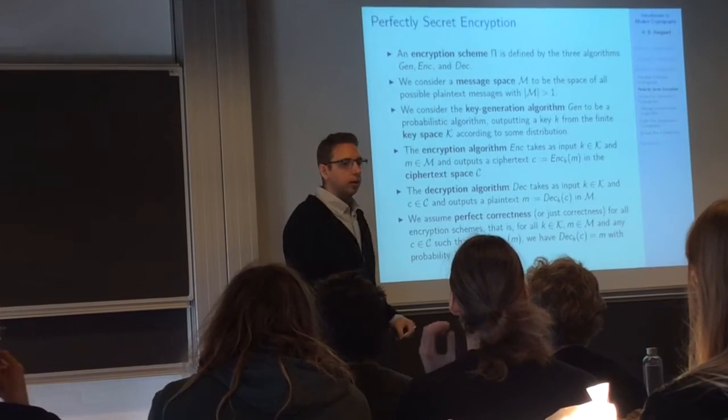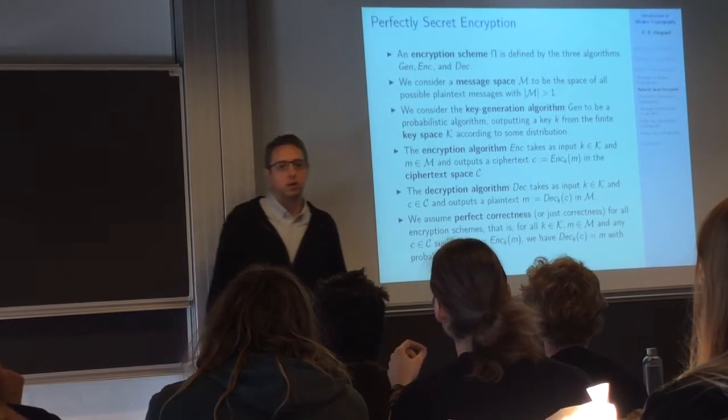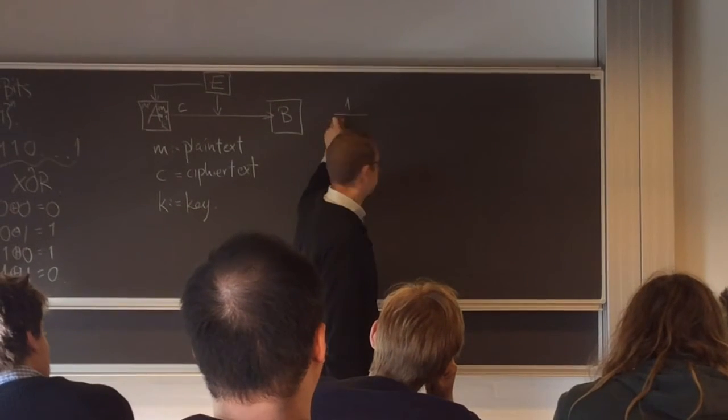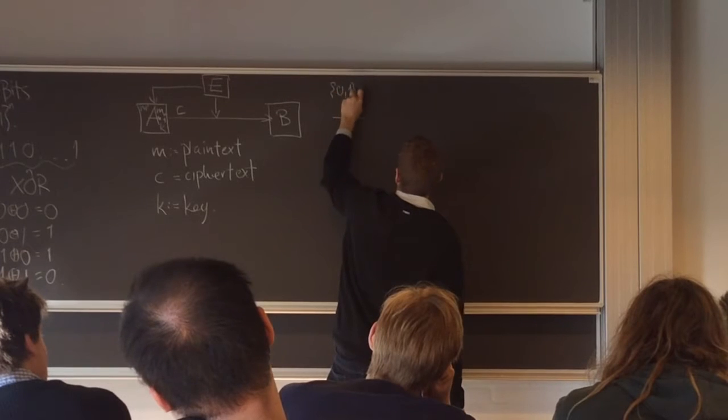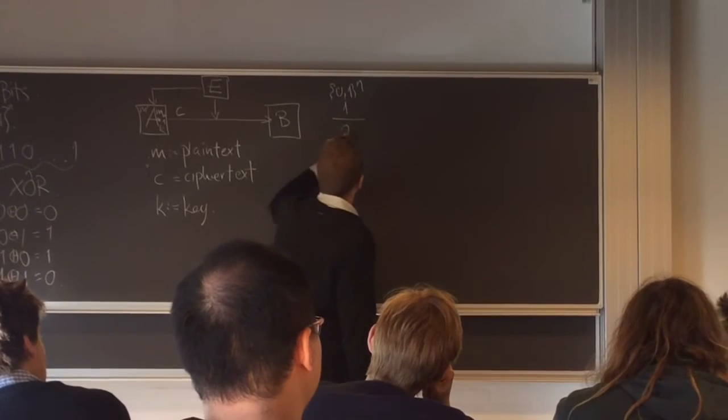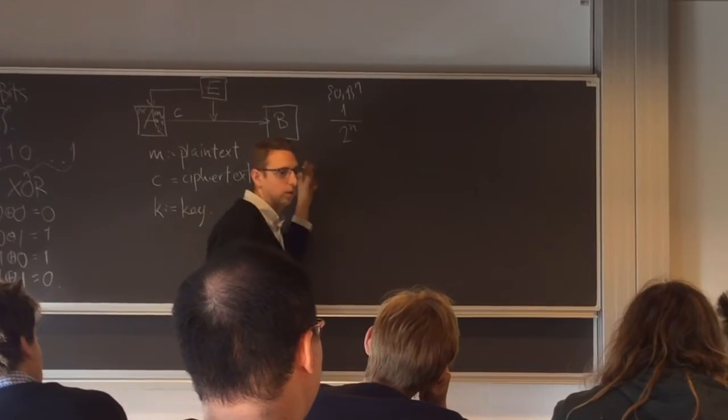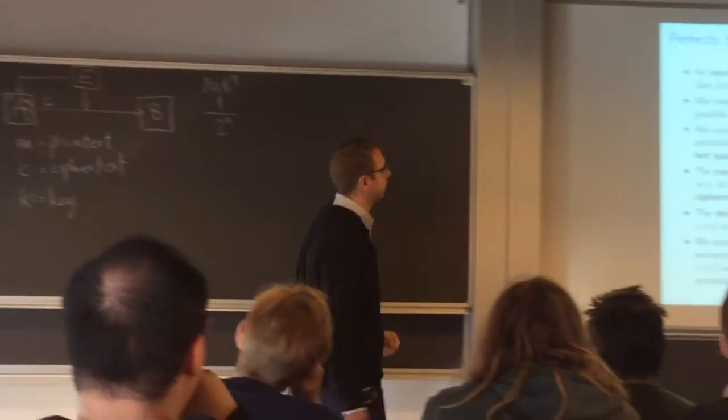What does uniformly random mean? That means that each key is distributed with the same probability. So if we have the bit strings of length n, then it's 2 to the power of n. Each key has the same probability.